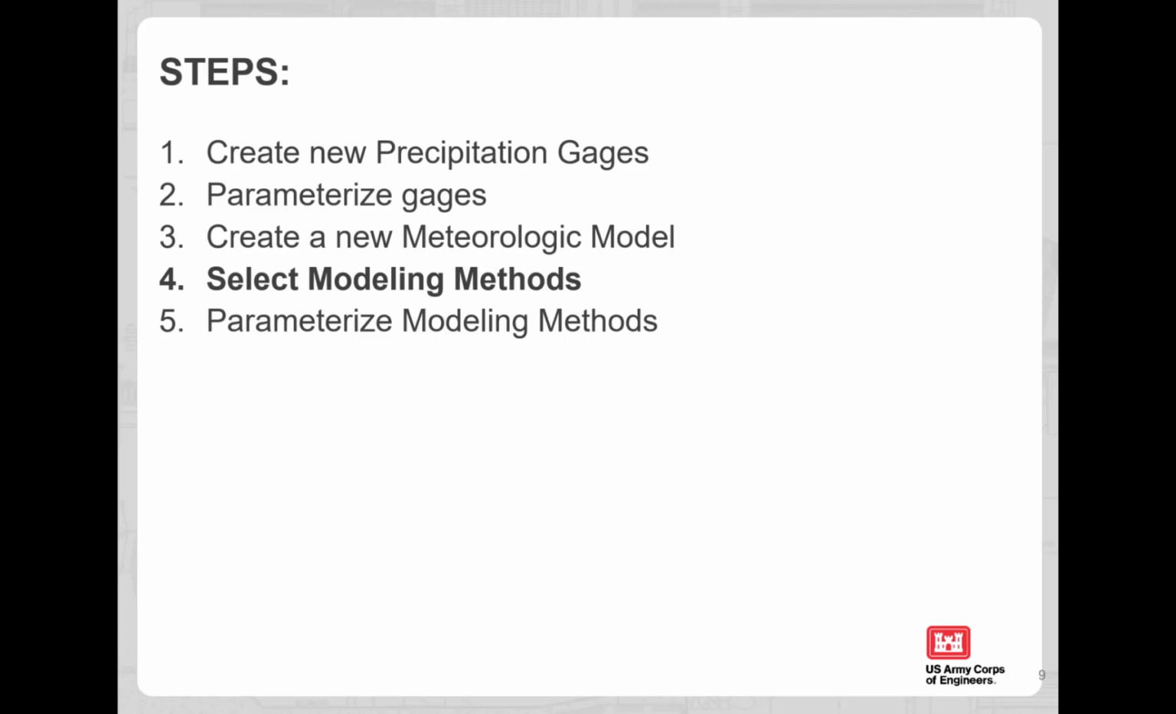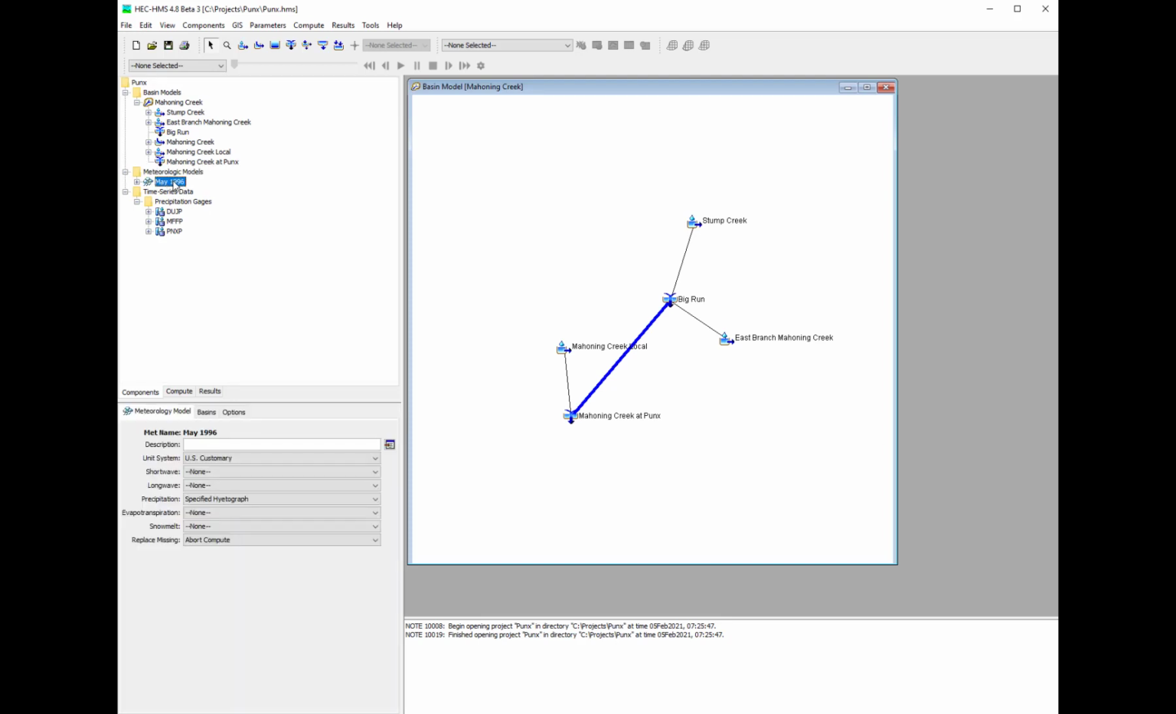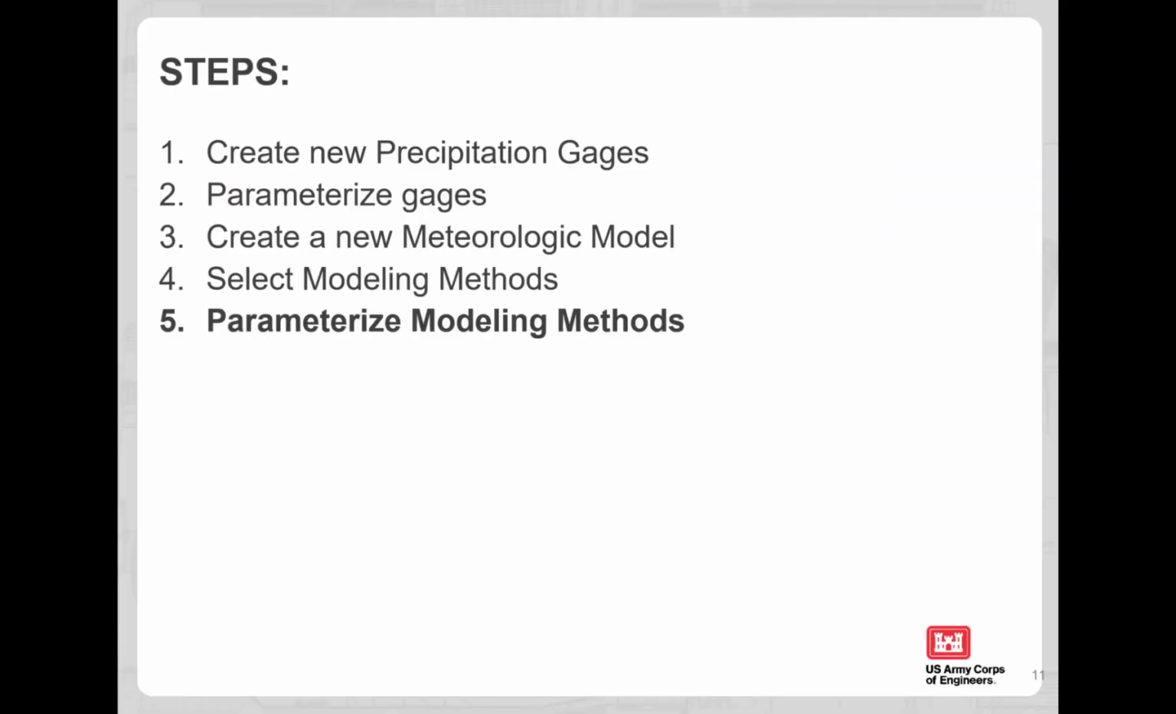Now I'm going to select modeling methods in the meteorologic model. I'm going to navigate in the Watershed Explorer to the meteorologic model that I just created. If I select the May 1996 node, it'll open the component editor for that meteorologic model. In the component editor, I can see all of the modeling methods that are selected for each meteorologic process. I can see for precipitation, I have specified hyetograph. It looks like it's already selected among other options. If I were to use shortwave or longwave or evapotranspiration or snowmelt in this meteorologic model, this is where I'd make these selections.